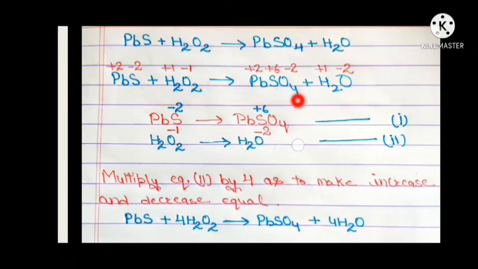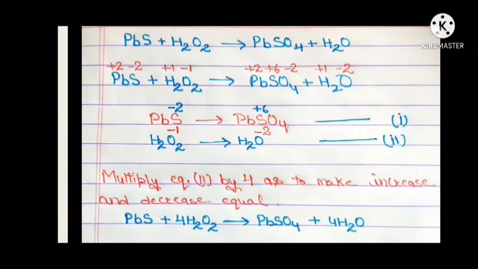Now we have to see where change has taken place. You can see in sulfur we have seen change from -2 to +6. So the oxidation number of sulfur has changed, it has increased. Oxidation number is increased, it means it is oxidation. Now in O, you can see from -1 to -2. So the oxidation number has been decreased. Now we have to balance increase and decrease.